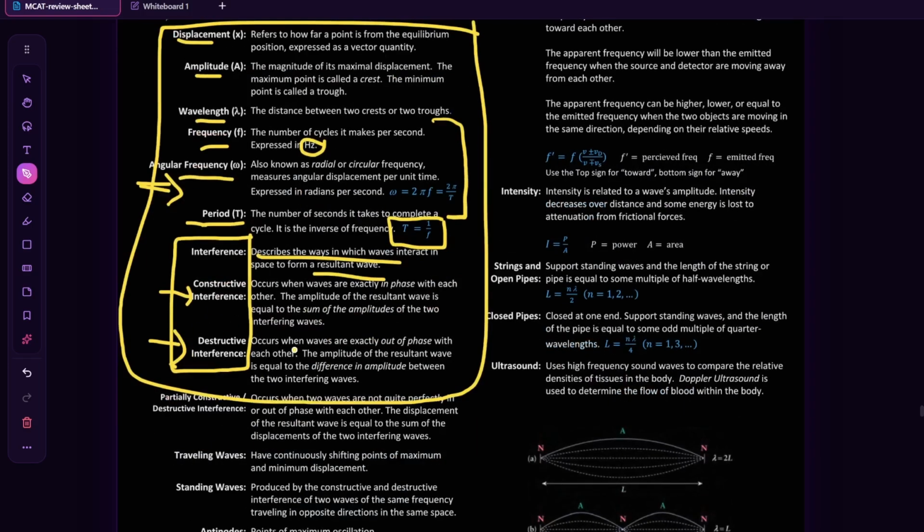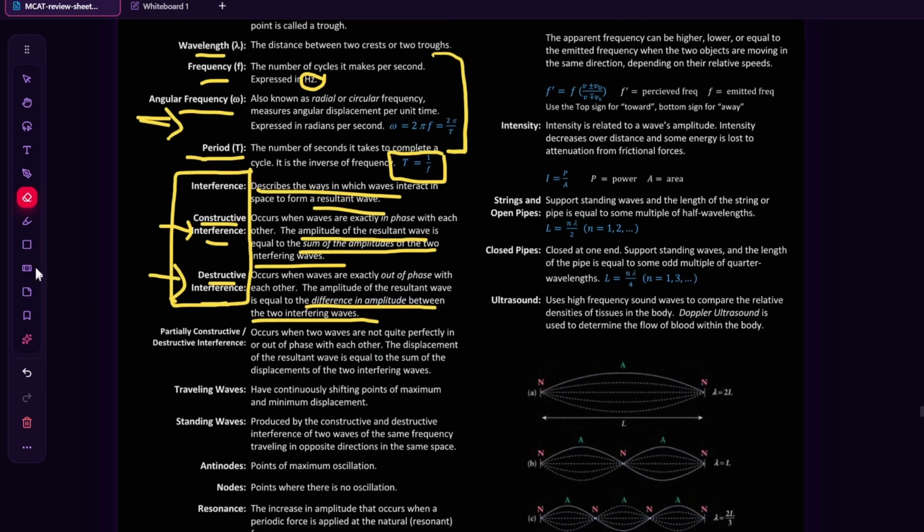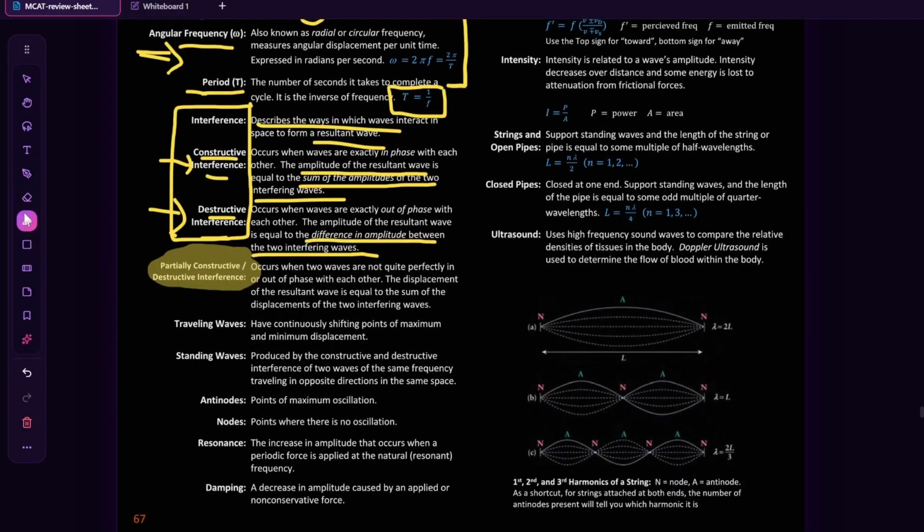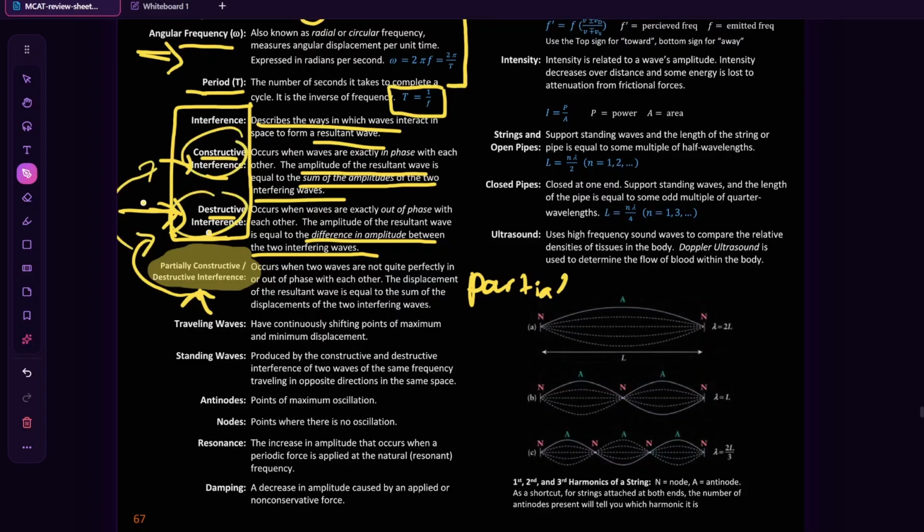So that's the better way of trying to understand constructive interference and deconstructive interference. So constructive, again, the amplitude of the resultant wave is equal to the sum of amplitudes of the 2 interfering waves, and deconstructive interference is the difference in amplitude between the 2 interfering waves. And then you also have partially deconstructive and constructive interference. So you don't get a total adding up or amplification, or a total cancellation, you get a partial, and that's what partial constructive and deconstructive is about. So it's like having this, but the resultant wave is not fully canceled or fully amplified. It's a little bit of both.